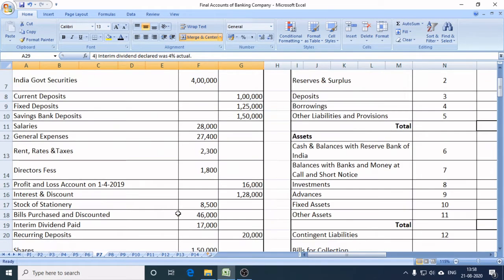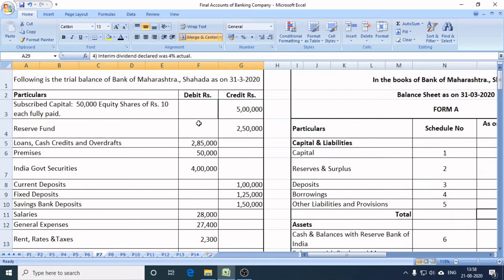Okay, let's begin. The first two important rules: if any ledger has a credit balance in the trial balance, then it should be treated as either a liability or income. If it is not a liability, then it is income. If it is not income, then it is a liability. And at the same time, if any ledger has a debit balance in the trial balance, then it will be either the bank's asset or expense.